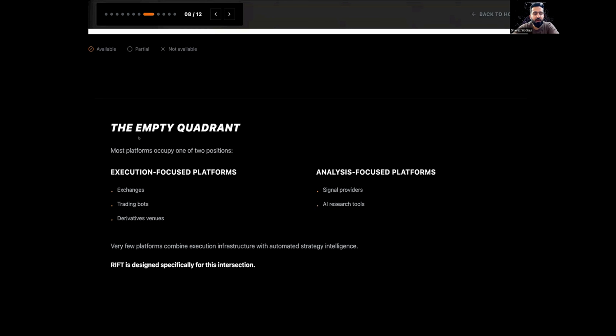Then the empty quadrant, in which execution-focused platforms and analysis-focused platforms work. Very few platforms combine execution infrastructure with automated strategy intelligence. Rift is designed specially for this intersection. And as I said, I will repeat again, our manual trading part is automated enough that you just have to look at the information card, see which one is enticing, and go with that trade or do not go with that trade.